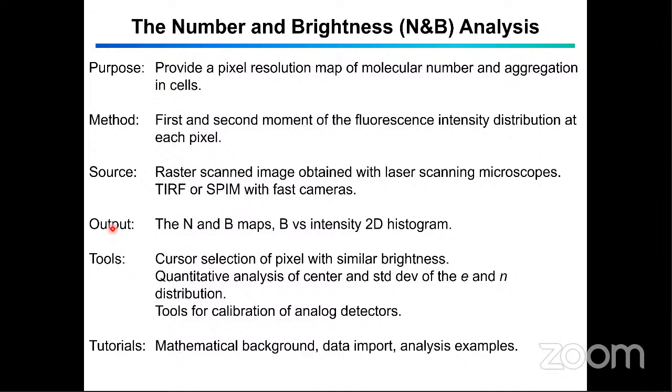What do we get? We get the number and brightness maps, a pixel resolution map, and you get the 2D histogram of brightness versus intensity, which can show you if you have these aggregations. You can select, for example, only dimers from that and then map it back to your image to show you where they are in the cell. You'll see an example later. So you have this kind of cursor selection method, which is very convenient and used in a lot of things.